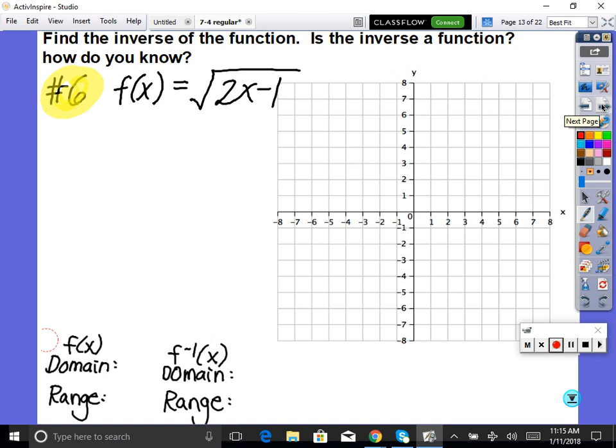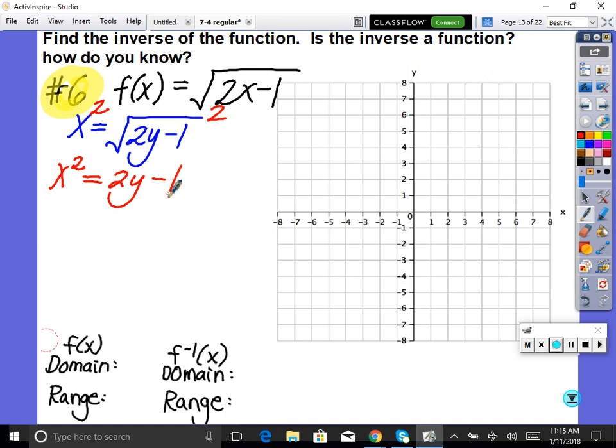Okay, we're going to do number 6 together. So we're starting with the square root of 2x minus 1. Find the inverse. So we switch x and y. So we have x is equal to the square root of 2y minus 1. Now you have to go in the correct order. What should I do? Square both sides. So we have x squared equals 2y minus 1. What's my next step? Add 1. So we have x squared plus 1 equals 2y. Then what? Divide by 2. Agreed? Y is now alone.